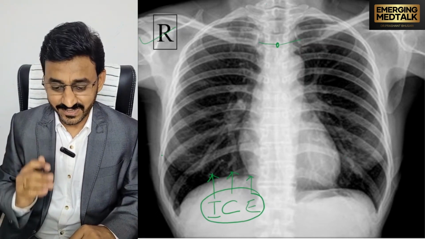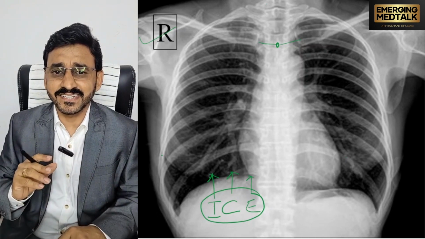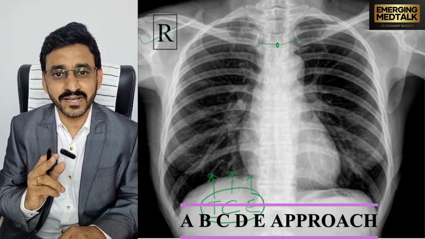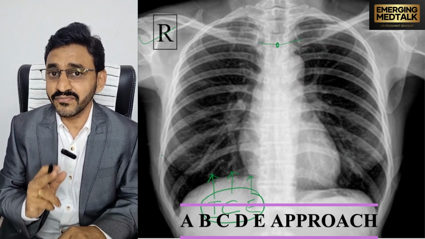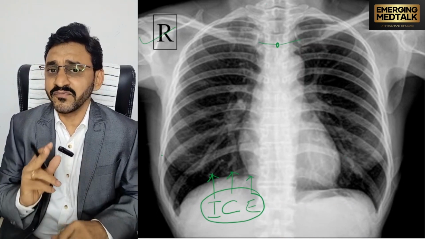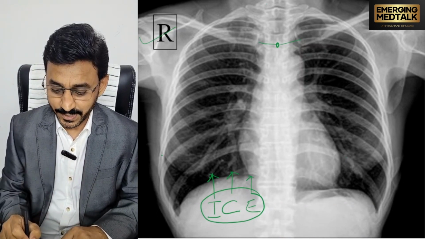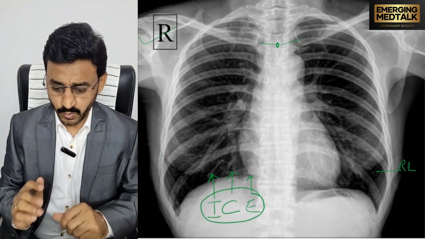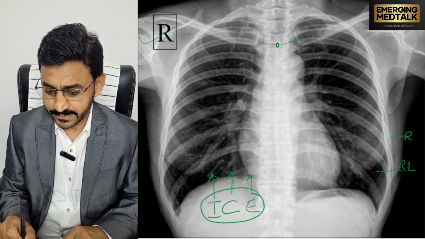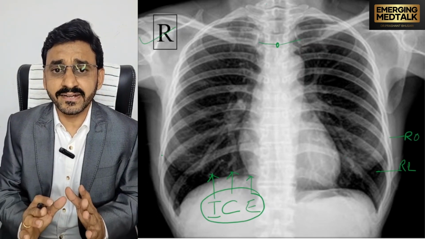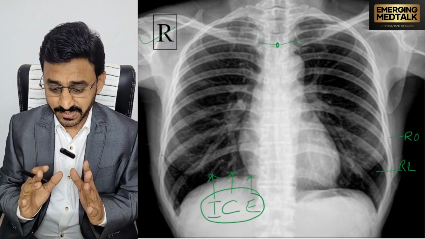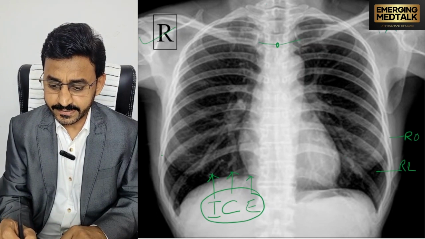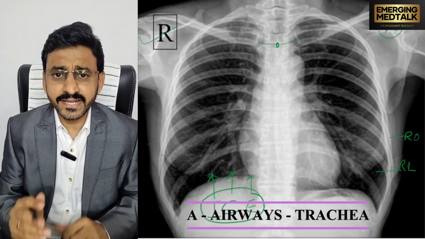Then we'll start reading this chest X-ray under the ABCD approach. A for airways, B for bone, C for cardiac shadow, D for diaphragm, and E for effective lung field. Before that, two densities are very important: radiolucent, that is black, particularly related to lung, and radio-opaque, that is white, related to bone, metals, or some soft tissues. So the approach is ABCD.